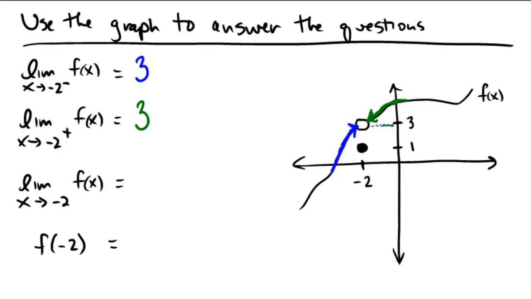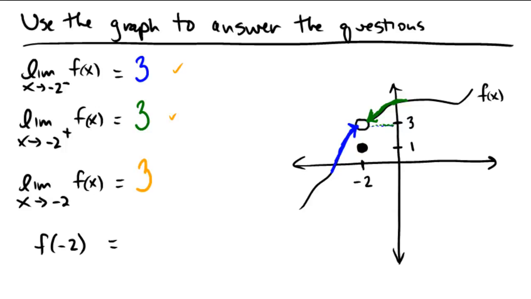Okay? For the overall limit, we need the values from the left and the right to be the same number, and whatever that number is, that is the limit. So from the left we were 3, from the right we were 3, therefore our overall limit with no restriction from left or right is considered to be the number 3.